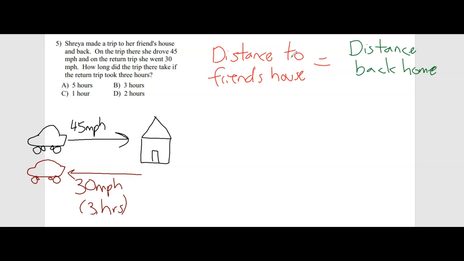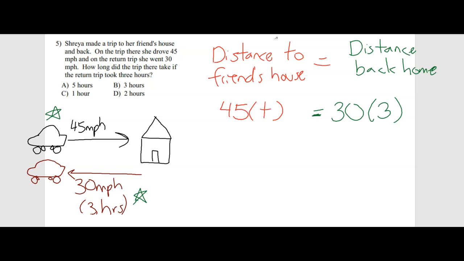So we've already said the way we find distance is to multiply the speed by the amount of time that someone travels. We don't have a time for the trip to her friend's house, but we do have a time and speed for the trip back. So we can start there. The distance back, we would find by multiplying 30 miles per hour times 3 hours. On the other side of our equation, we know that the speed is 45, but we are unsure of the time. So we have to come up with a variable for that.